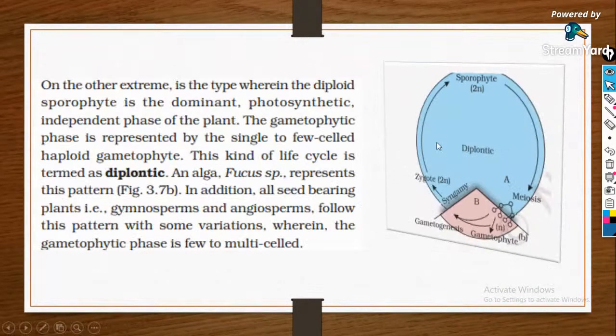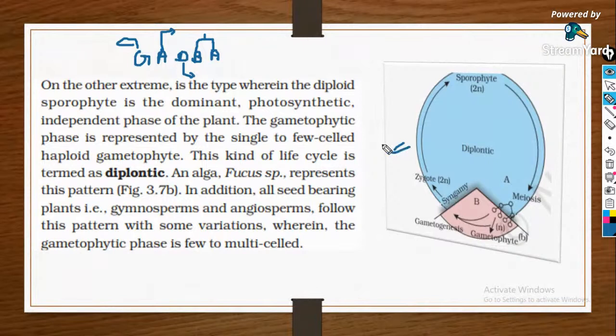Next, in case of diplontic life cycle, we have GADBA. So G refers to gymnosperms, A refers to angiosperms, D refers to diatoms, and BA commonly refers to brown algae. That is Fucus and Sargassum. BA, brown algae. Okay. All these diagrams are very, very important. Okay. Questions will be asked.